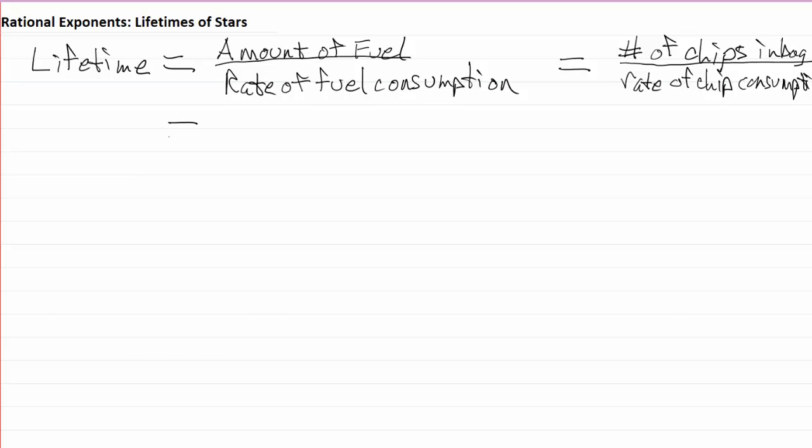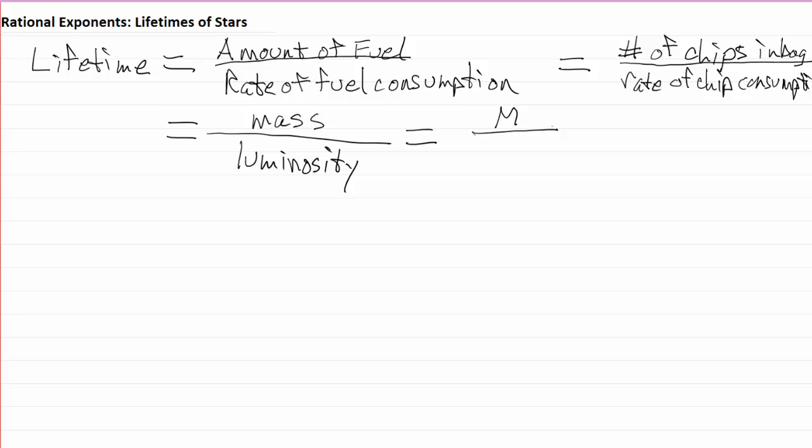Well, here's what it relates to in terms of things we can measure. The amount of fuel is actually the amount of mass that the star happens to have. The rate of fuel consumption is the rate at which they convert mass into other forms, and in this case it happens to equal their luminosity. In the previous lecture we actually looked at a relation between these two things. The mass I'm just going to abbreviate with a capital M. In the previous lecture we found out that the luminosity is proportional to the mass to the 3.5 power.